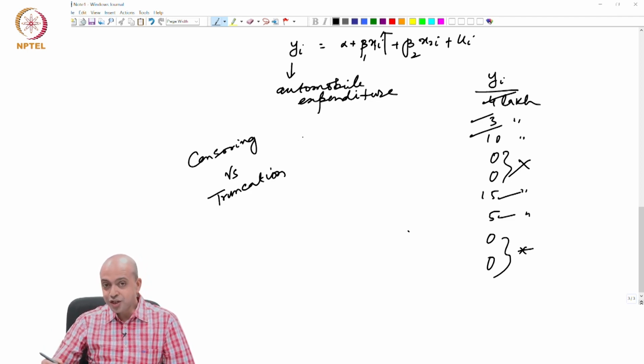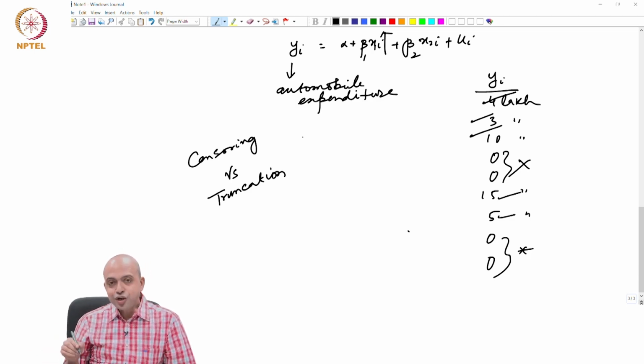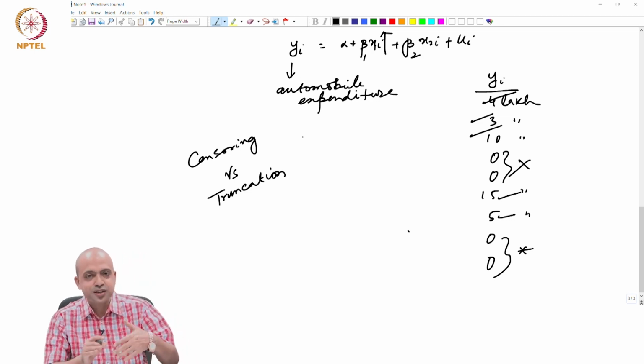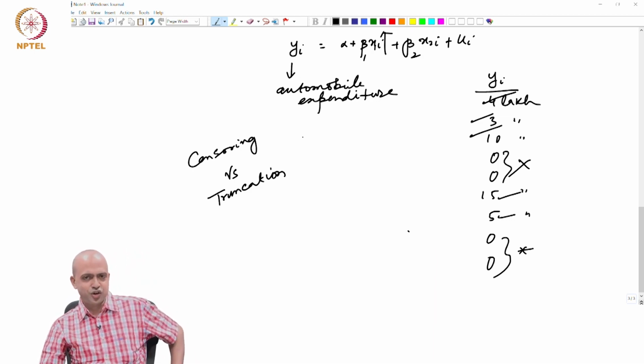After deleting those observations, your sample would become a truncated sample, since you are not including non-ownership of a car in your sample. Then your sample becomes a truncated sample of the population. Okay? And you need to apply the truncated regression model in estimating this, not the OLS, to get an unbiased estimate. That is basically the difference between censoring and truncation.